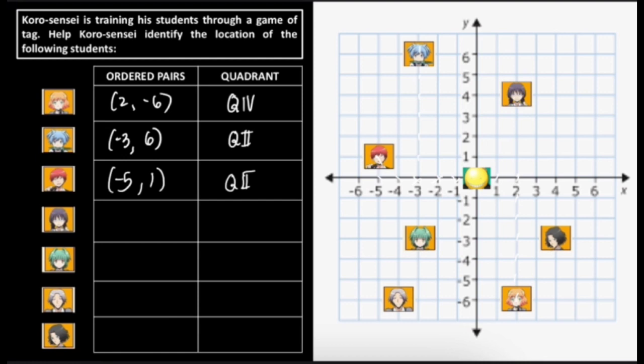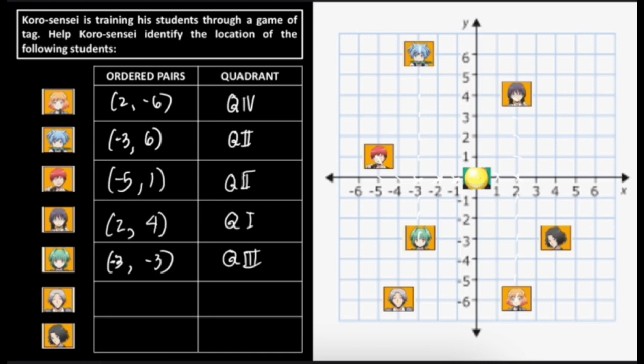While for the glasses girl, we go from Core Sensei again. We go 1, 2 to the right. And then we go 1, 2, 3, 4 upwards. So it's 2, 4, and it's in quadrant 1. As easy as that. Next, the green-haired girl, from the origin, from Core Sensei, 1, 2, 3. So the 3 is for the X, but it's negative 3 because we went to the left side. And then we go 1, 2, 3. It's negative 3 also because we went downwards, and it's in quadrant 3.